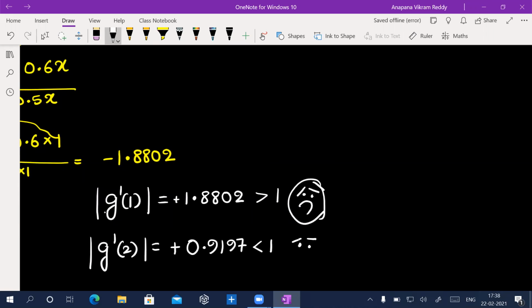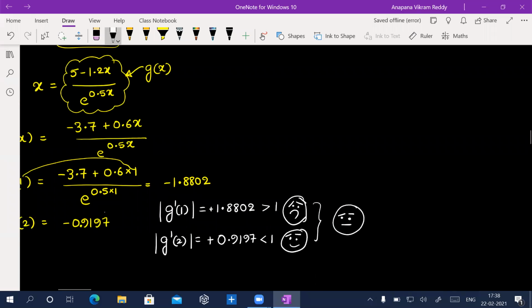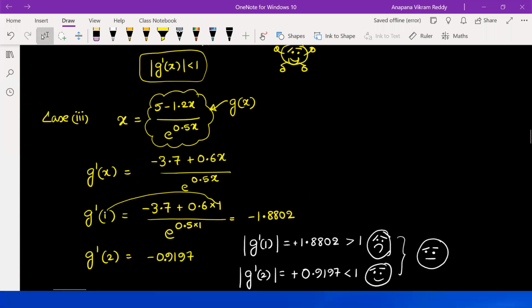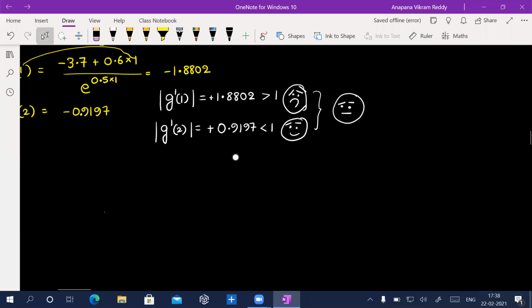So now what do you do? You're happy here, but at the end of the day, what's the problem? I am neither happy nor unhappy. So I got stuck. I can't take up this particular iteration function because the derivative at one of the domain values, that is x equal to 2, is satisfied, but for the other, x equal to 1, it's not satisfied. So which one do you think is good now? Case 1 or case 2 or case 3?